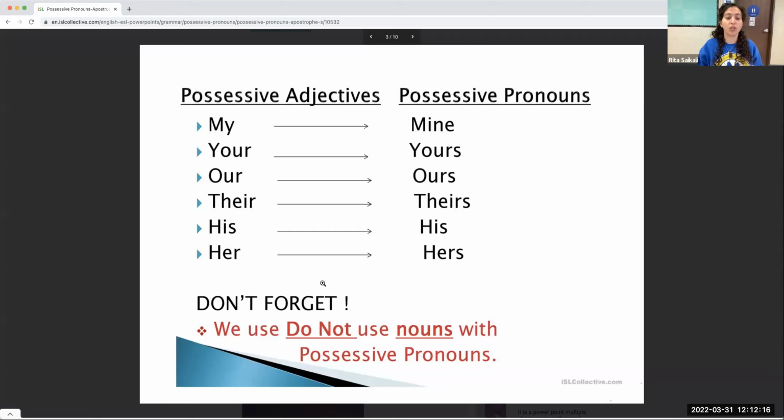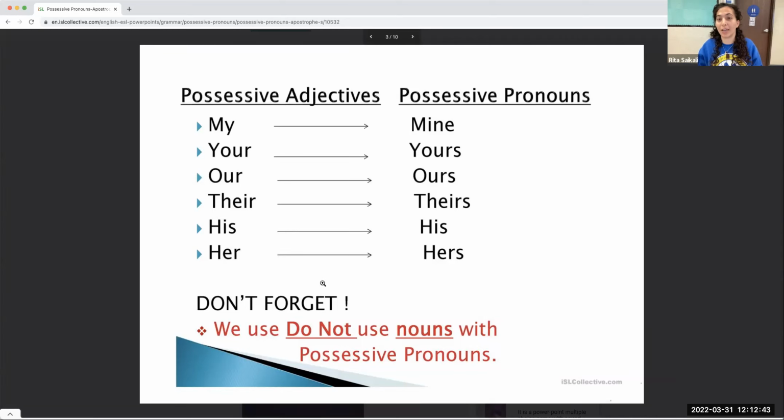Yes? Okay. So we do not use nouns with possessive pronouns. Okay? So if you are saying "my dog," you use the noun, which is dog. If you are saying "the dog is mine," you don't put dog after mine. All right? Does that make sense?